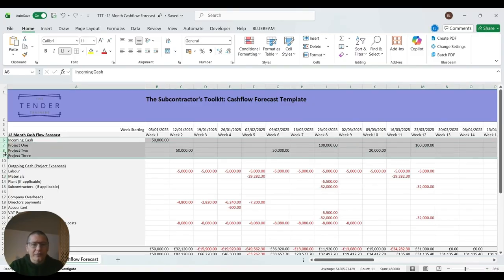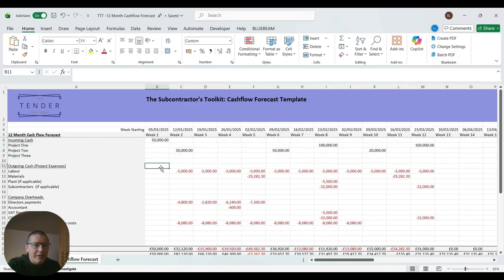Incoming cash is obviously going to come from the projects. Here I've got project one. For example, if you are just starting this project at the start of the period, you're going to have probably about 4 weeks' worth of work. Then you're going to submit an application, and generally speaking, 30 days later, you're going to get paid. I'm going to put in 100K as that first payment for project number one.